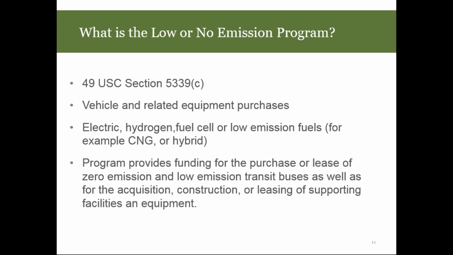$55 million has been allocated for each year. However, for this year, Congress made available an additional $29.45 million under the fiscal year 18 omnibus spending bill. So for this fiscal year, 2018, we have a total of $84.45 million available for this program. So we're very excited about the additional funding.